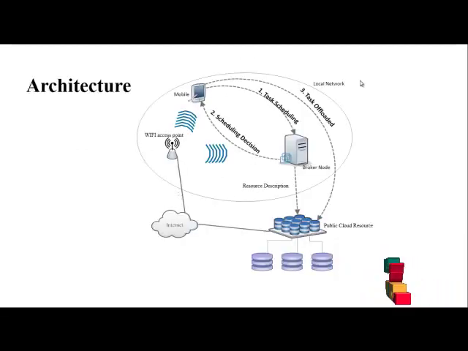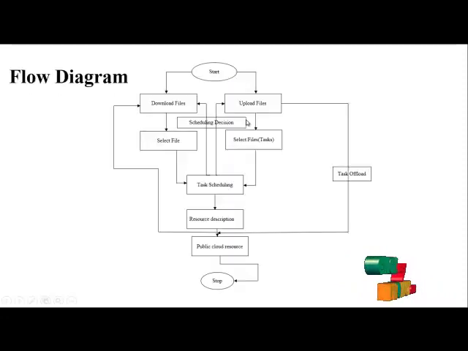This is the architecture for the core scheduling process. This is the mobile. This is the decision process. Here the task scheduling is performed. This is the flow diagram for the core scheduling process, that means the resource allocation.